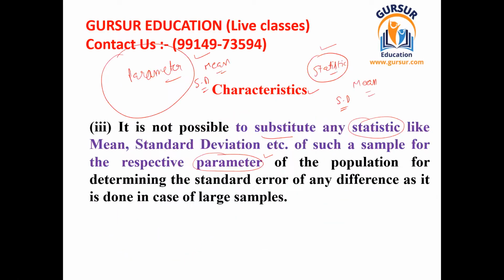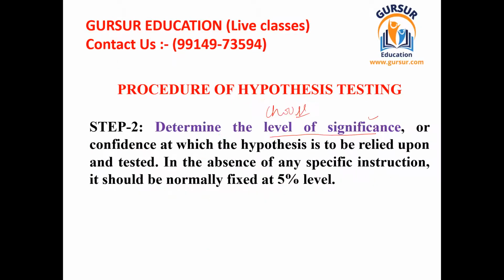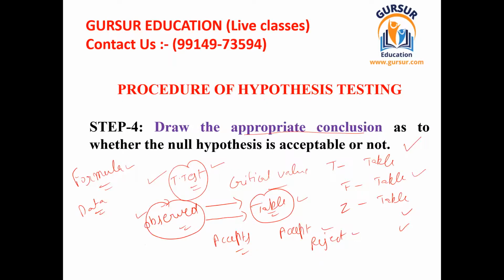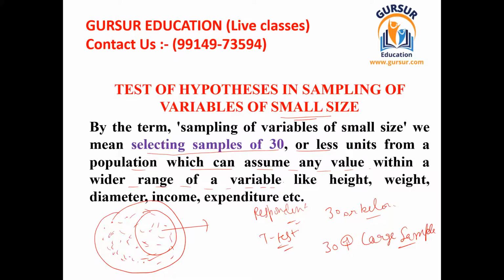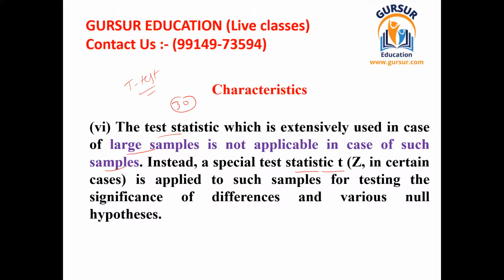Six characteristics were there till now. What I have taught you, we are just going to recall everything. We learned about the procedure of a hypothesis. This is setting up of two hypotheses, then determining the level of significance, then determining the appropriate test, then an appropriate conclusion must be drawn. And after that, we studied small size samples, and we learned about their characteristics. You don't need to bother. You have to understand that, and everything shall be delivered to you via WhatsApp.